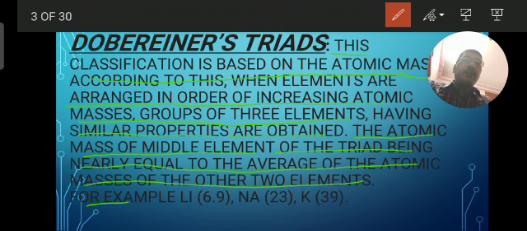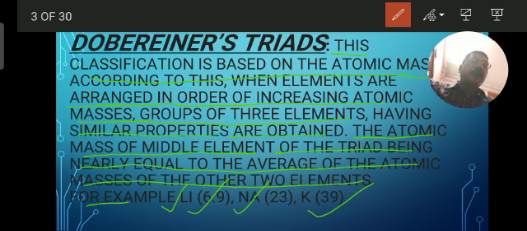For example, here a triad was taken in the form of lithium, whose atomic mass was 6.9, and second, sodium, which is not known to us, and potassium. Lithium and potassium are known. Lithium has atomic mass 6.9 and potassium has atomic mass 39. So how do we find the mass of sodium, the middle element? How to find it out?